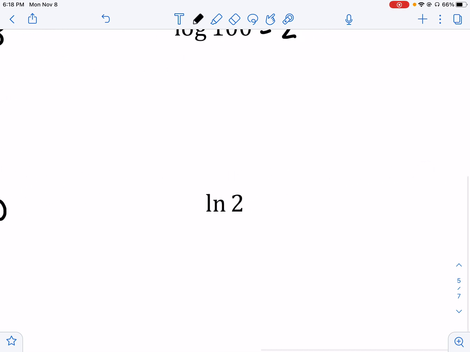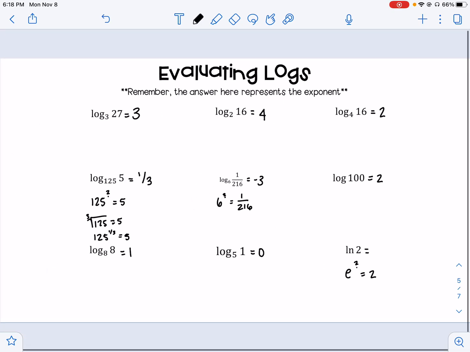This one, the ln of 2, well, here we're saying e to the what equals 2. This is actually one that we wouldn't be able to evaluate without a calculator because we don't actually know e to the what equals 2. So to show you the rewrite here, this is one that to evaluate it, you would need your calculator. And in the next unit, every once in a while, you will be able to use your calculator on these.